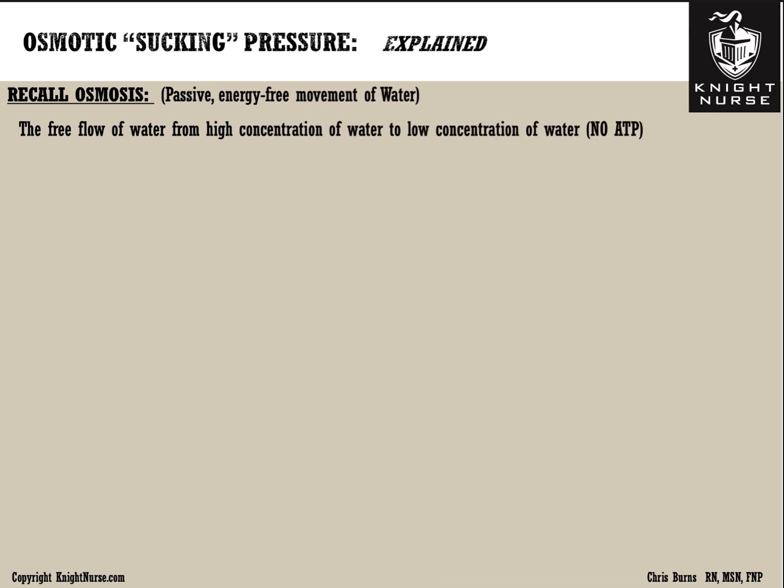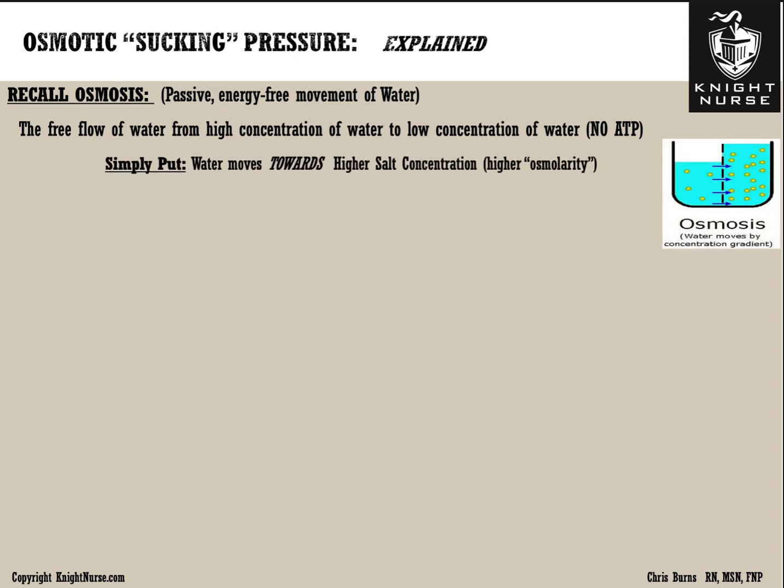Now remember, osmosis is the free flow of water from high concentration of water to low concentration of water. Sounds really confusing, doesn't it? Sounds like something a chemist would come up with. So let's just put it simply. Water moves towards higher salt concentration, towards higher osmolarity.